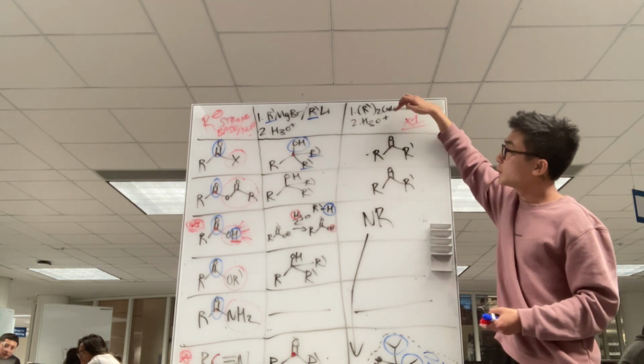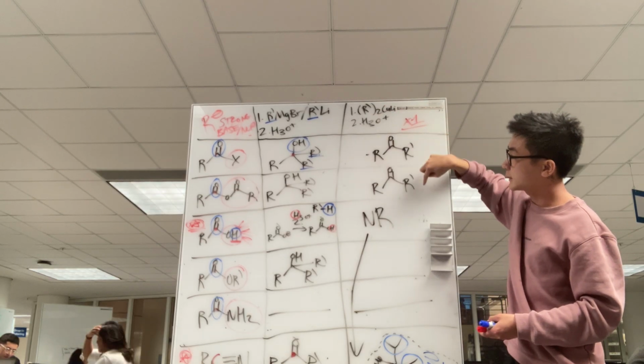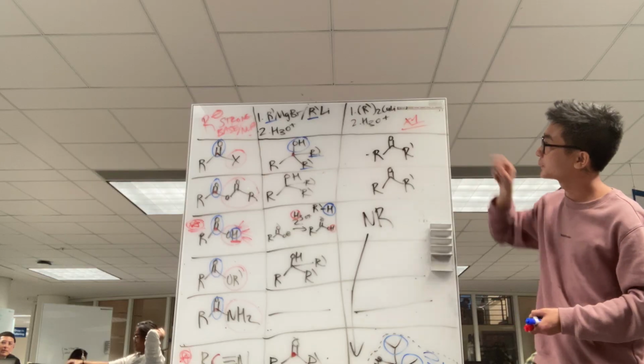Now, even though the reagent has two R primes, only one of the R primes will attack, leading to the ketone. Only one time.